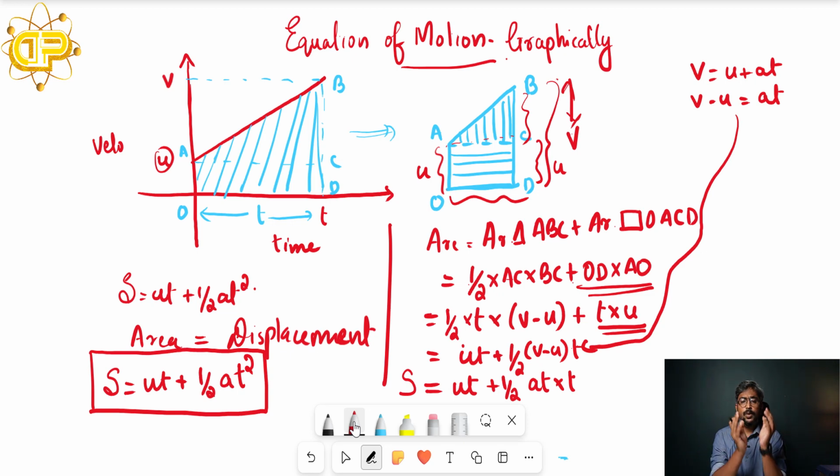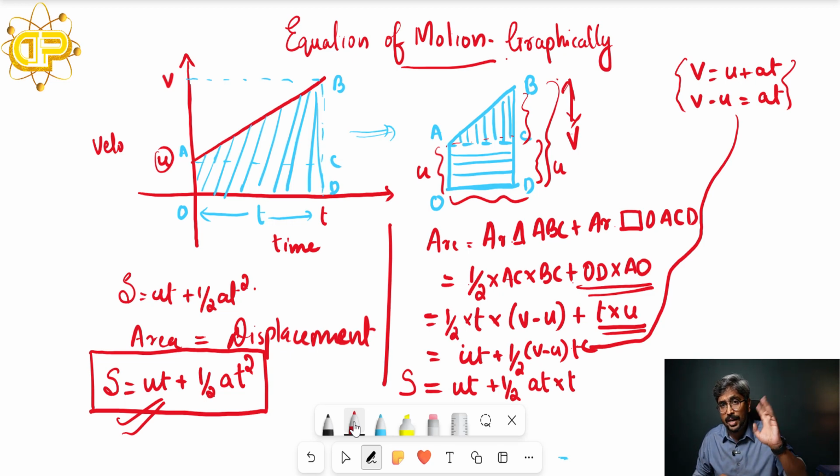Okay, you can just find out the area, just separate that area into two areas, the area of a triangle and the area of a rectangle, and then you substitute those values there. Using the first equation, a small substitution is there, and then you will get the final equation, that is S is equal to UT plus half AT square. So here comes the second equation of motion.